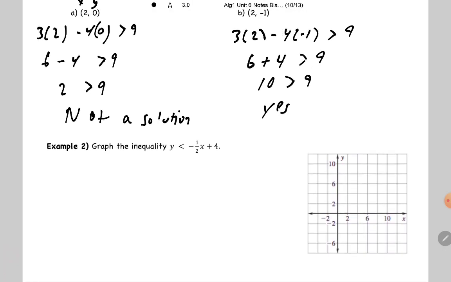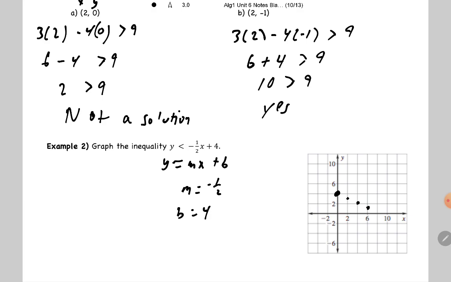So let's graph these. Just think of these as y equals mx plus b. Same thing. So m is negative 1/2. That means down 1, right 2. And my b, my y-intercept, is 4. So I'm going to go up to 4 and make a dot. And then I'm going to go down 1, over 2, down 1, over 2, down 1, over 2.